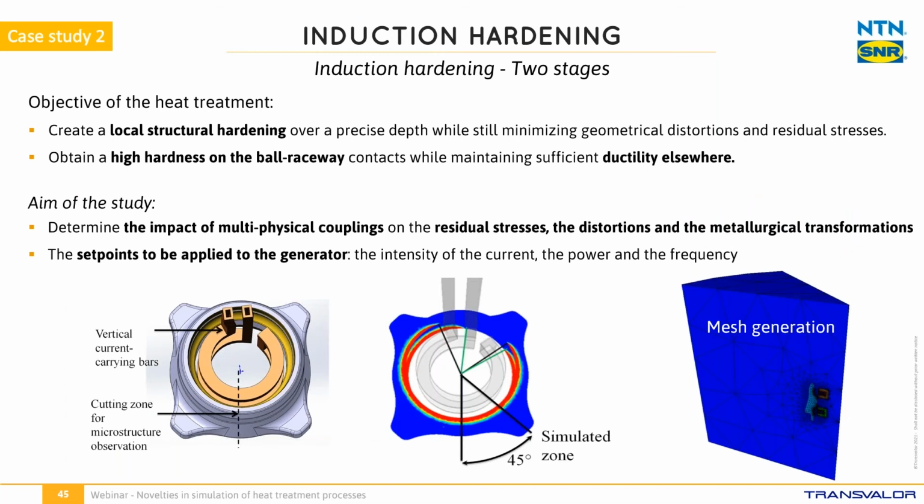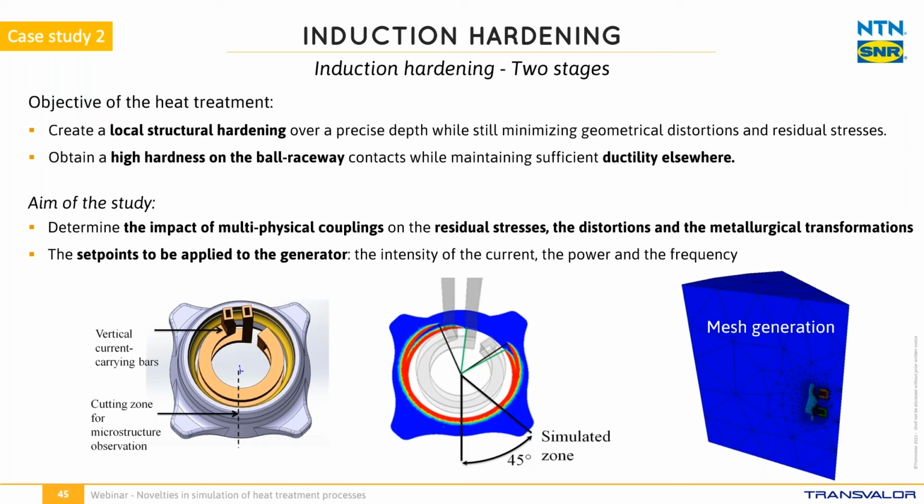This simulation is made in two stages, the induction heat treating followed by a quenching simulation. This treatment is applied on mechanical components in order to create a local structure hardening over a precise depth while still minimizing geometrical distortion and residual stresses. For bearing rings, the objective is to obtain a high hardness on the ball raceway contacts while maintaining sufficient ductility elsewhere.